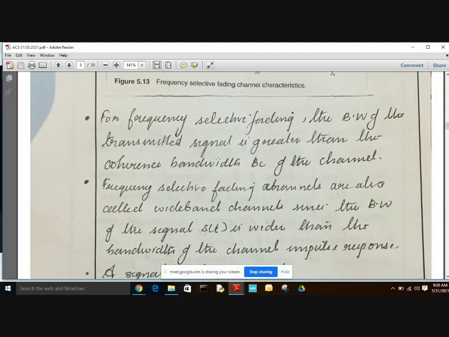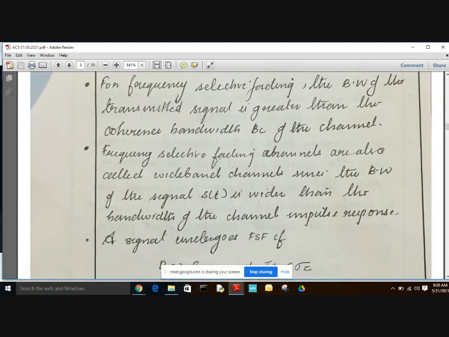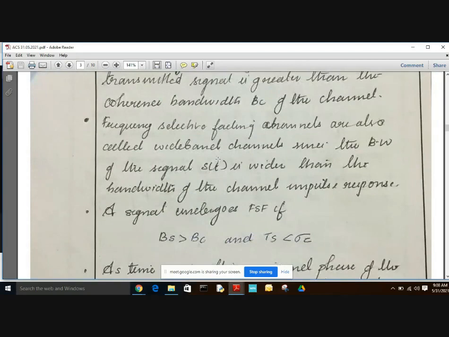That is the impulse response of the channel. So S of t, if the bandwidth of the signal S of t is greater than the channel bandwidth, then we can say that the channel is known to be a wideband channel. And if the bandwidth of the signal S of t is less than the channel bandwidth, then we can say that the channel is a narrow band channel.